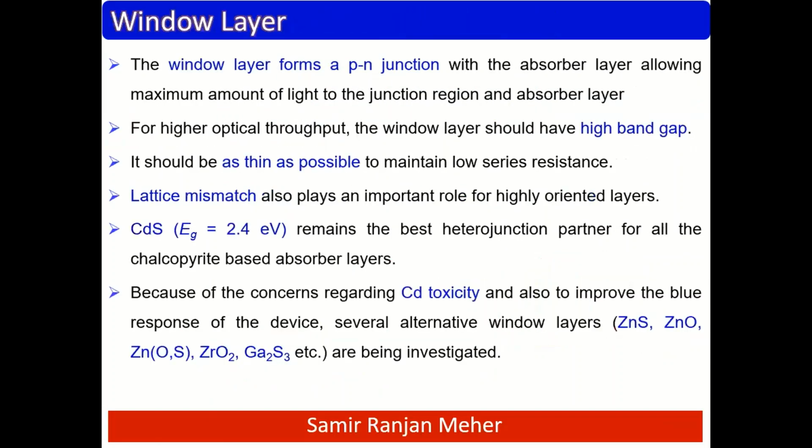Then coming to the window layer, as we have discussed, the main function of the window layer is to form a PN junction with the absorber layer, and it should have a very high band gap, so that whatever light is coming through should pass through the window layer and be able to reach the absorber layer.